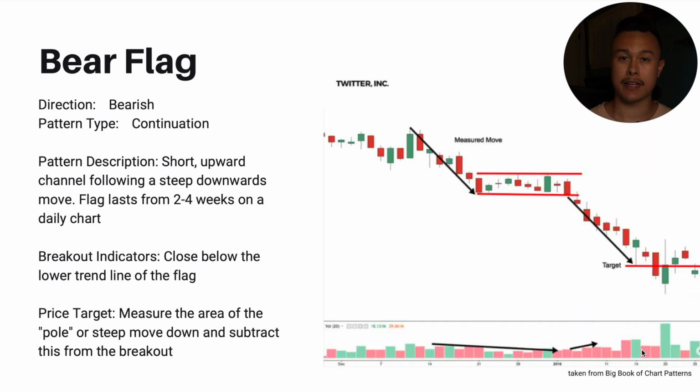Next, we have a bear flag. Pretty much the same thing, just the opposite. So this is a bearish continuation pattern, and it's a short upwards channel, or it could be a horizontal channel as well, following a steep downwards move. These flags last anywhere between 2 and 4 weeks on a daily chart as well. And for a breakout, you want to have a close below the lower trend line of the flag. So to measure our price target, it's exactly the same. We measure the length of the pole going to the downside, and then we add that to the breakout to the downside after it's broken out of the flag.